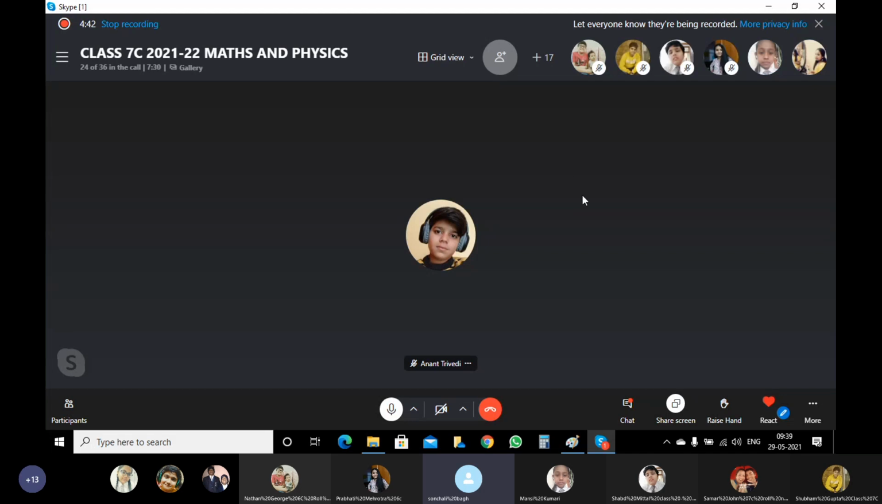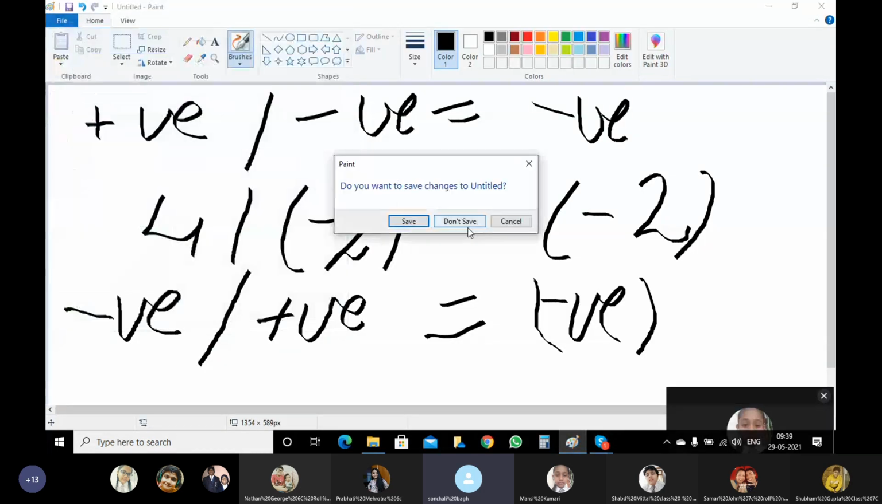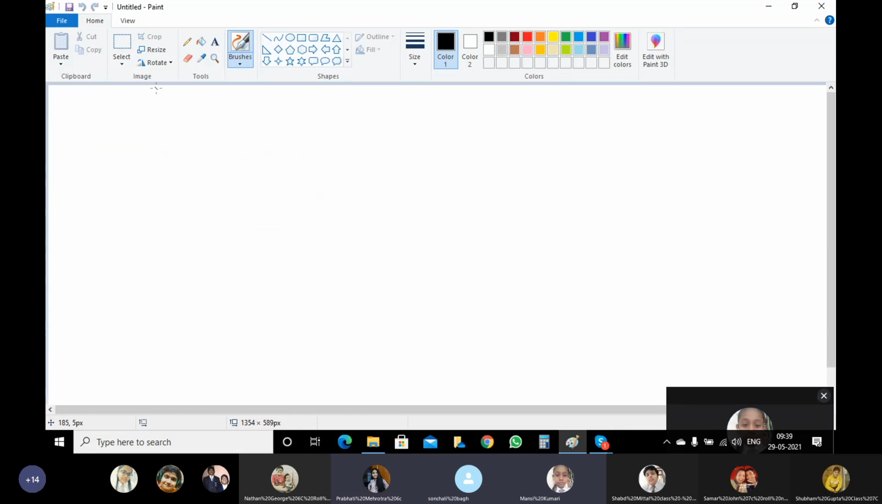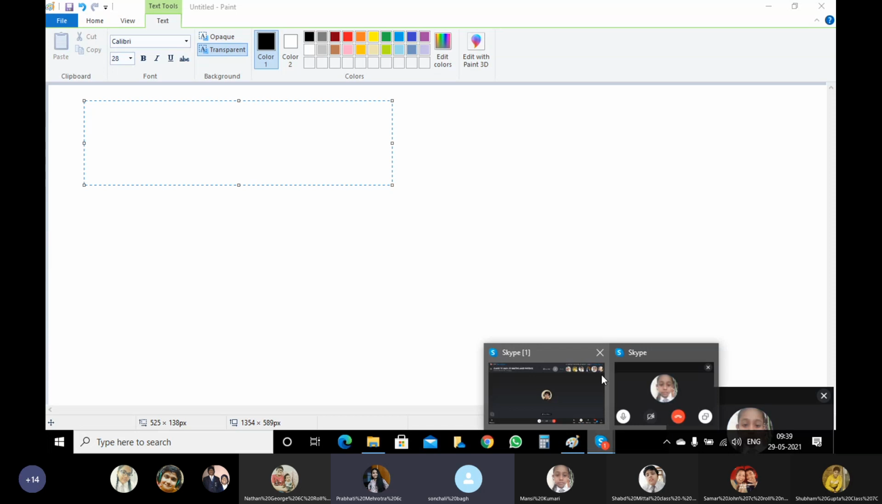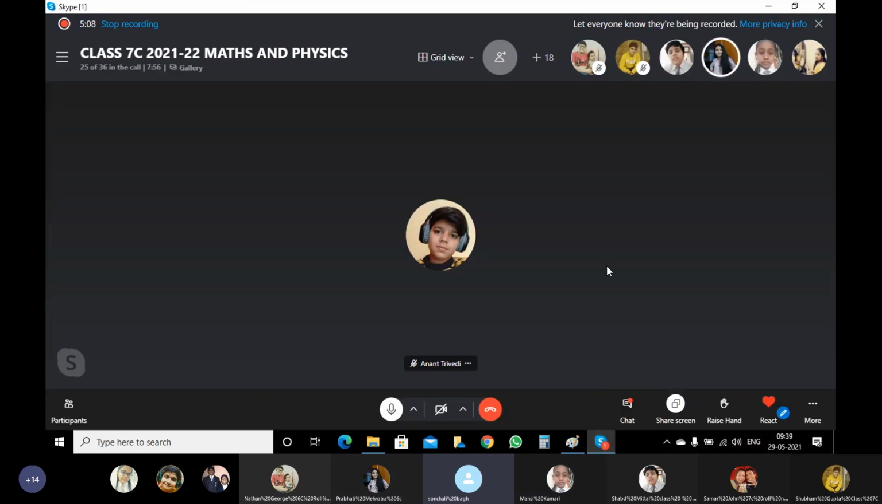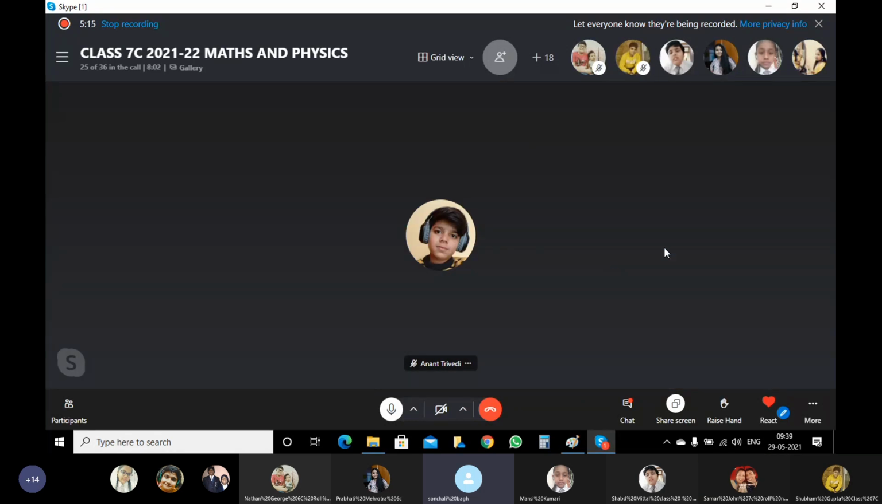Can anyone tell the properties of division? So, which property should be the first one to be applied here? Closure property. Properties of division में सबसे पहली property कौन सी होनी चाहिए? Ma'am, closure property. Very good. Closure property.